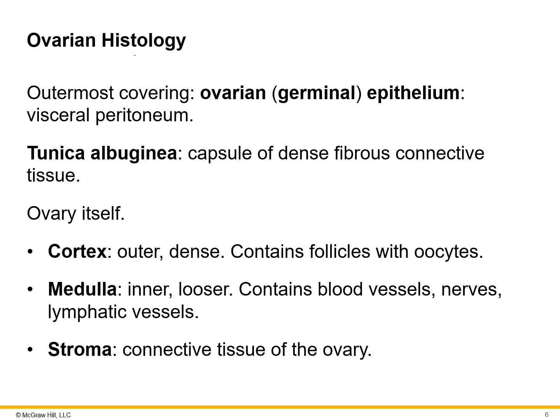Now looking at the histology, the outermost part is called the ovarian epithelium, which makes sense. Our epithelial tissue is on the outer covering. This is made up of what's called the visceral peritoneum. Then the tunica albuginea, that's the capsule. This has fibrous connective tissue here, the ovary itself, and then within the ovary we have the cortex, the medulla, and the stroma. So the cortex is the outer part. It's very dense. This is where the follicles are with those oocytes that will become the eggs.